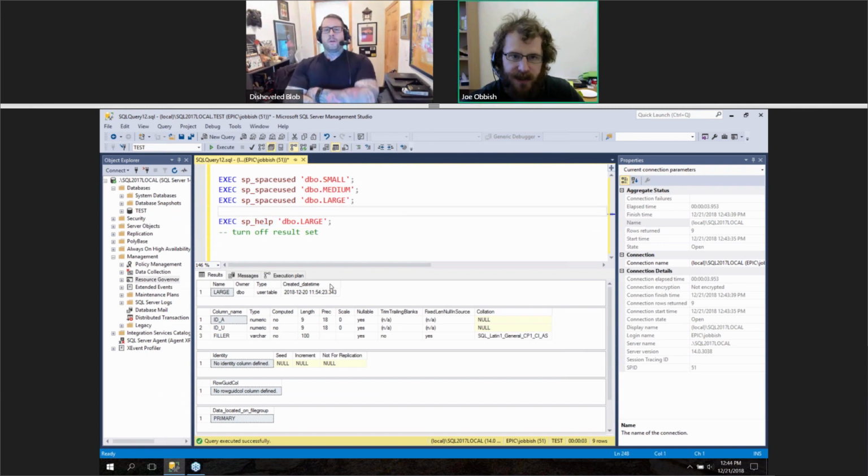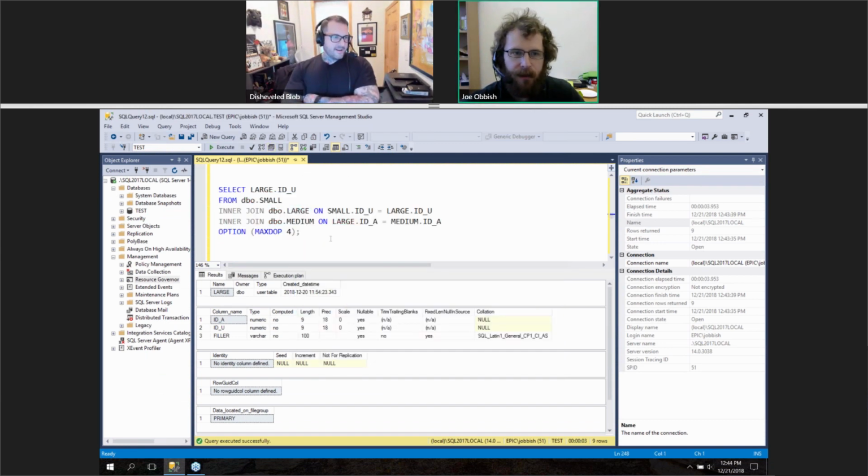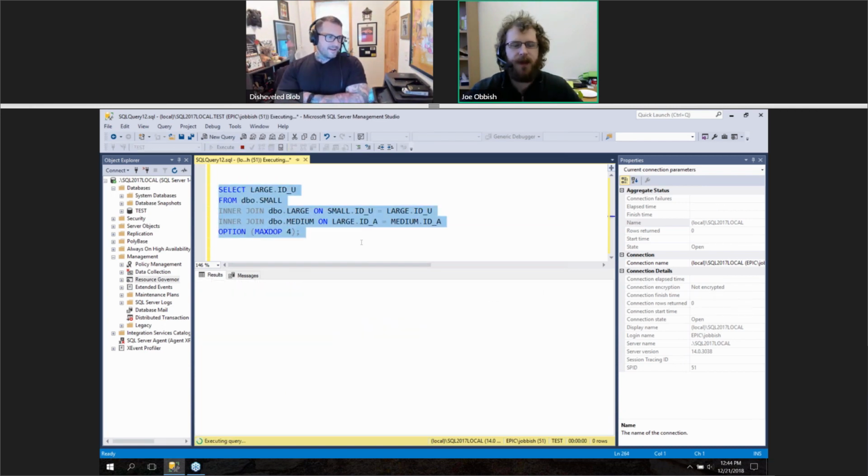We're going to go ahead and turn off result sets. So the query that we want to run is this one. I'm joining my small table to my large table on the IDU column, and I'm joining my large table to my medium table on the IDA column. I'd like for this query to take about a few seconds, and it's not.